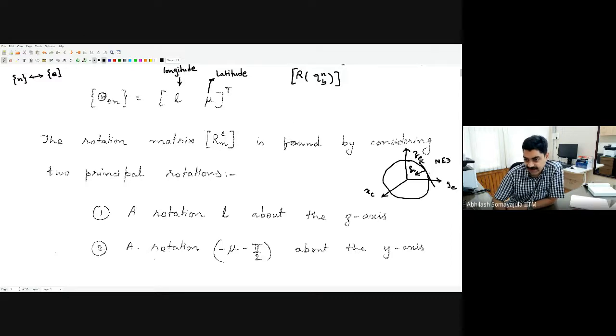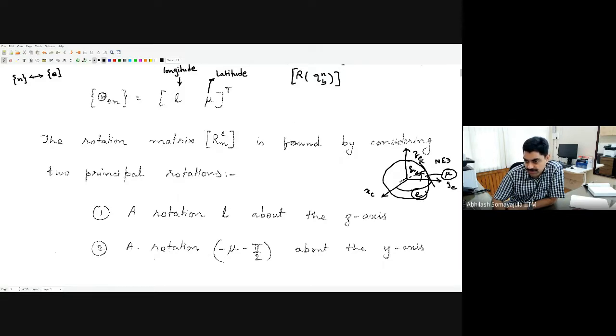to the NED frame, we need to first transform by an angle which is equal to the longitude, which is defined as the angle from the x-axis to the tangent location where we are trying to compute the things. So in this case, it will be all the way till here. So that will be the longitude. And then the latitude will be the direction this fellow makes with the horizontal. That will be mu.